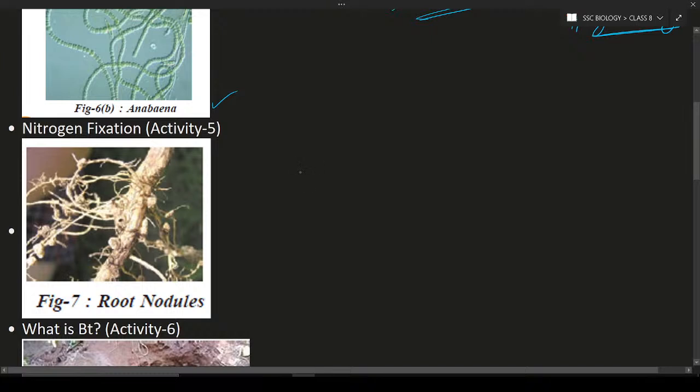Next, the nitrogen fixation. In nitrogen fixation, it is about observation of root nodules. If you go to the field, let us say this is a groundnut plant, and the leaves are present in this way. The groundnut plant will have roots, and if you see here, the roots are going to have some small nodules present.